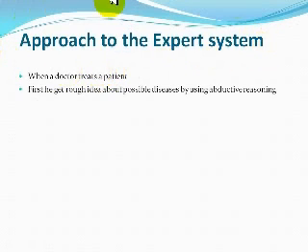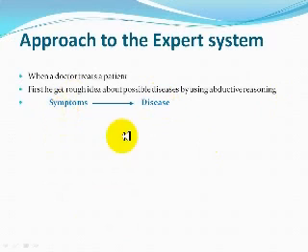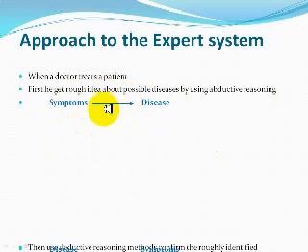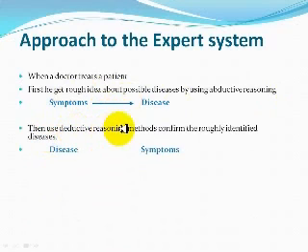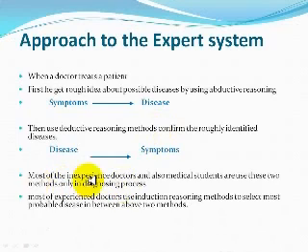Here you can see an illustration of the approach to the expert system. So now let's see how it works. When a doctor treats a patient, first he or she gets a rough idea about possible diseases by using abductive reasoning. That means from the symptoms presented by the patient, he will decide the possible diseases. Then he will apply deductive reasoning methods to confirm the roughly identified diseases, which means, again, from the diseases, he will clarify the symptoms.